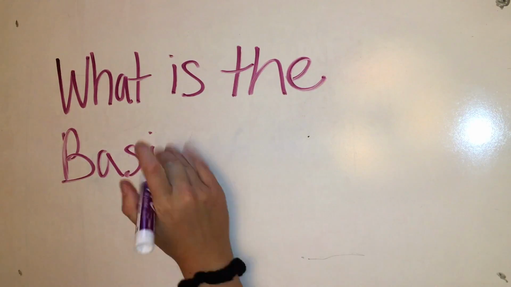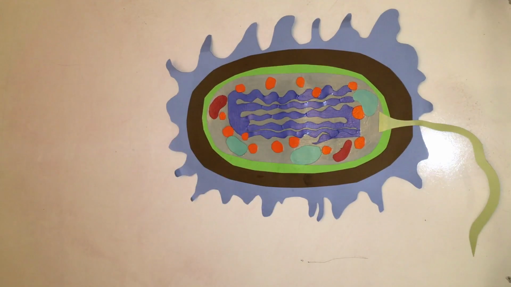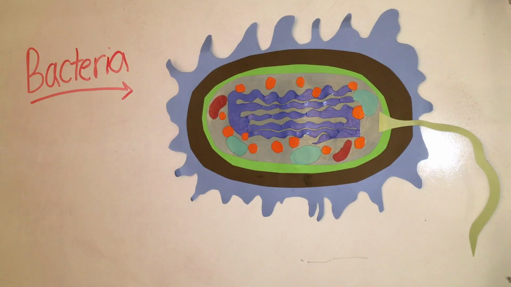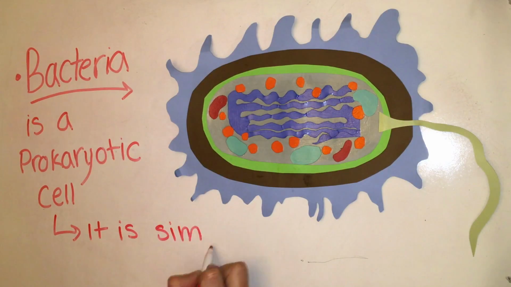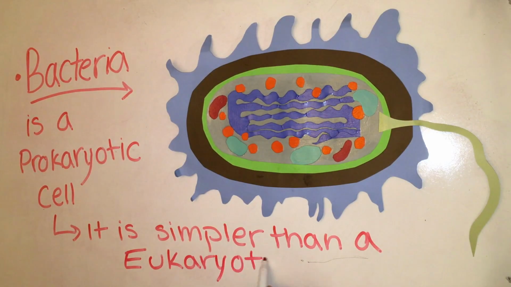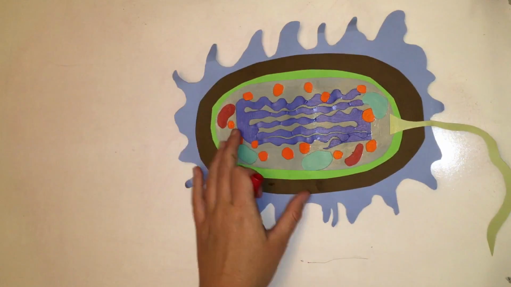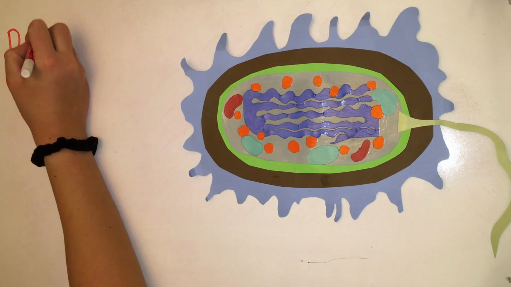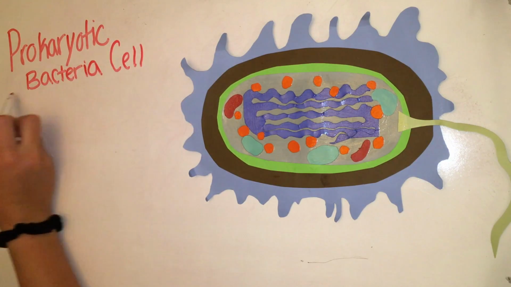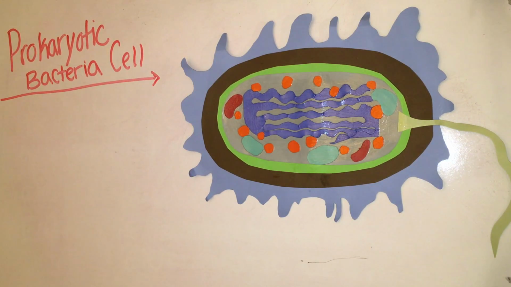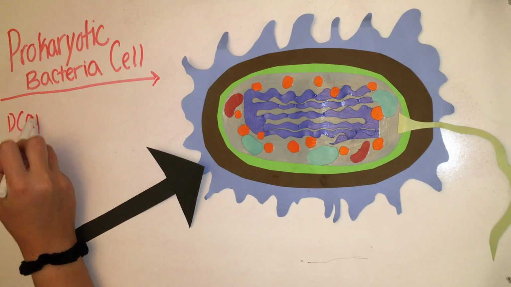Now that you know about the basic definition of bacteria, you may be wondering, what is the basic structure of bacteria? What does it look like? Bacteria is labeled as a prokaryotic cell and is known to be simpler than eukaryotic cells. A basic prokaryotic cell is generally known to have 9 organelles. The first I will be discussing is the capsule. It's a layer of polysaccharide, and polysaccharide just means tightly bonded sugar molecules. This protects the bacterial cell.